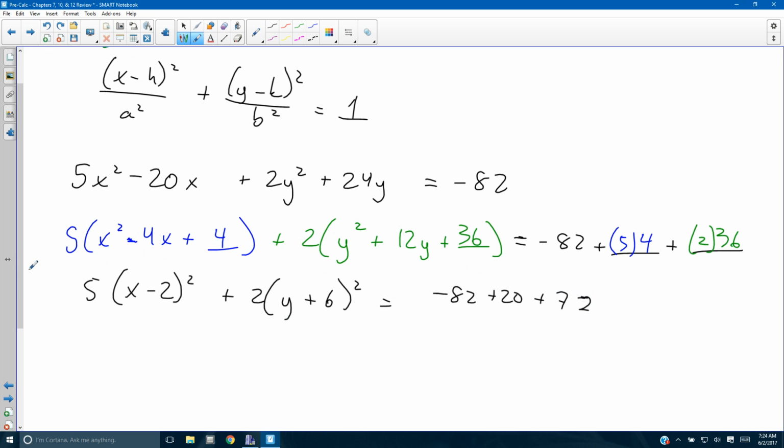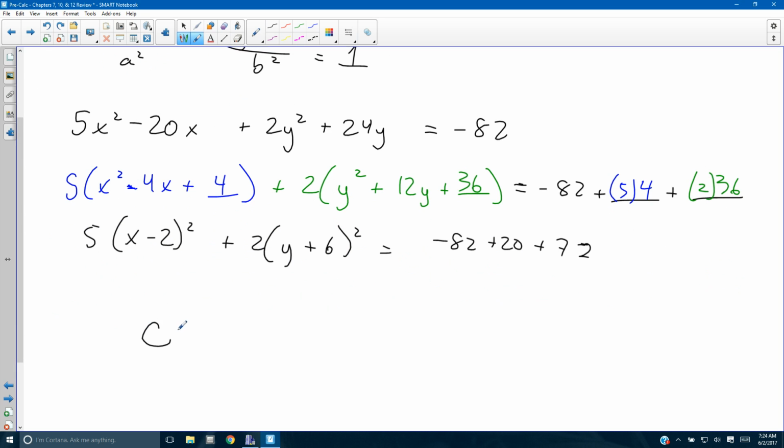Now, I already know the center at this point, so maybe I will stop here, but I'll tell you what you would do next. The center is going to be at h, k: 2, negative 6. That's the answer. Now, if you did want to do the rest, you'd combine like terms here, and then you divide by whatever number this is. Negative 82 plus 92, that would be 10. This would be 10, and you divide these by 10.